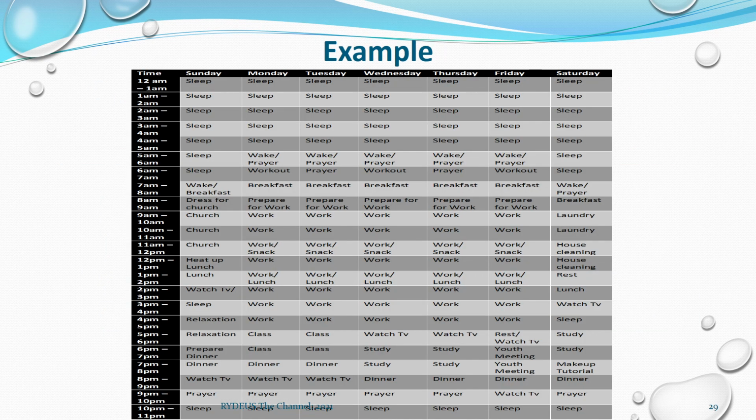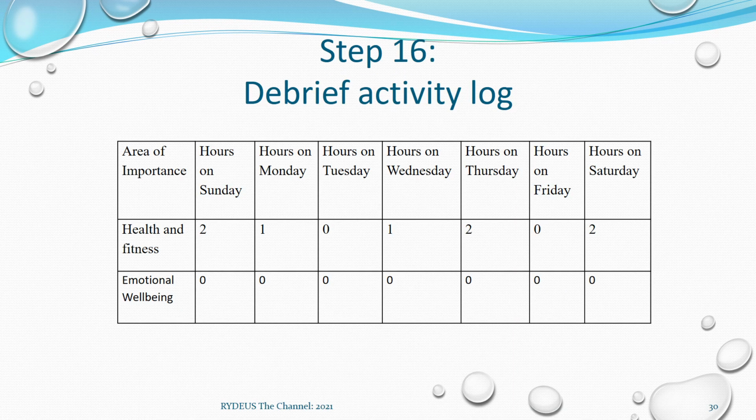So on the previous slide, you would look for every single thing related to health and fitness or physical well-being, everything that you spend time on, and you put it. So on Sunday, I spent 2 hours related to my health and fitness. On Monday, I spent 1. On Tuesday, I didn't spend any. On Wednesday, I spent 1.